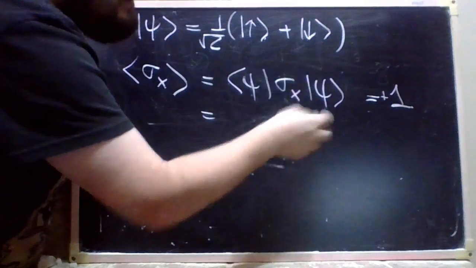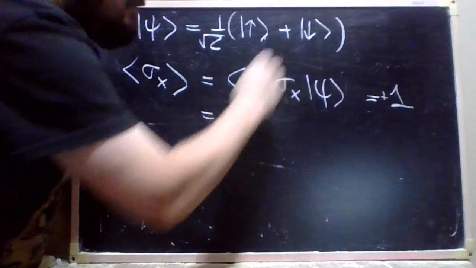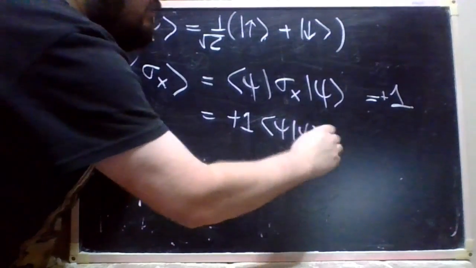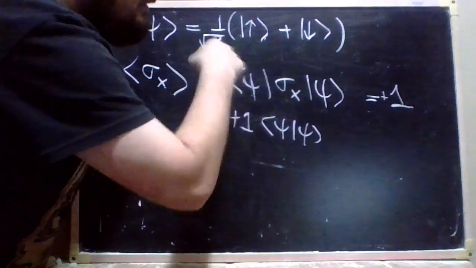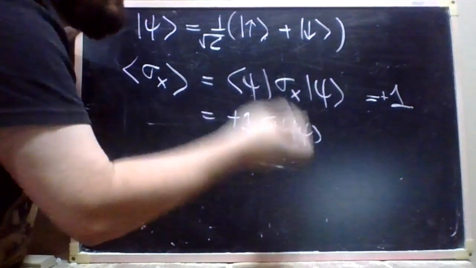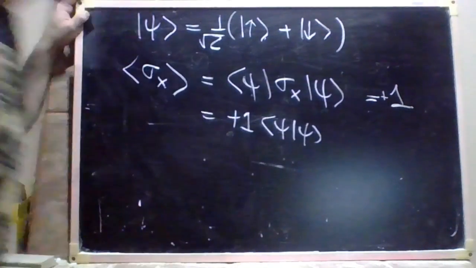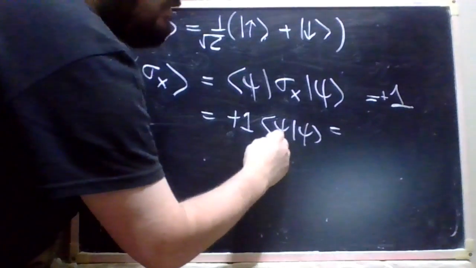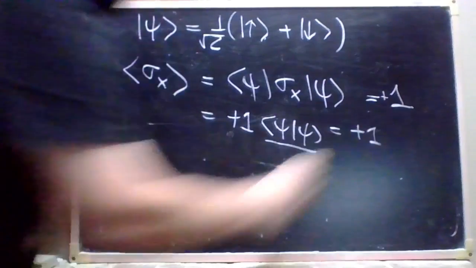So it just gives you the plus eigenvalue and the normalization, because sigma x applied to the plus 1 eigenstate just gives you the eigenvalue and repeats the eigenstate. So this gives, it's normalized, it gives plus 1.